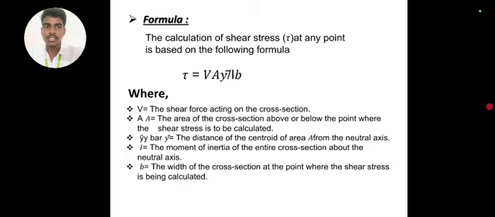y bar is the distance of the centroid of area A from the neutral axis. I is the moment of inertia of the entire cross section about the neutral axis. B is the width of the cross section at the point where the shear stress is to be calculated. This is the main formula for shear stress distribution: tau equals V times A y bar, all divided by I times B.